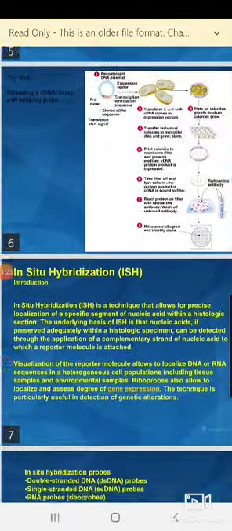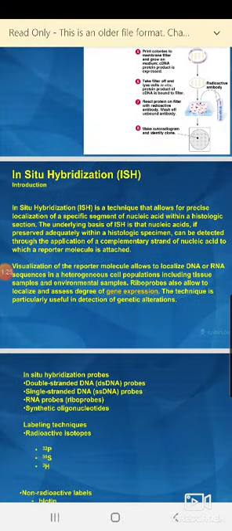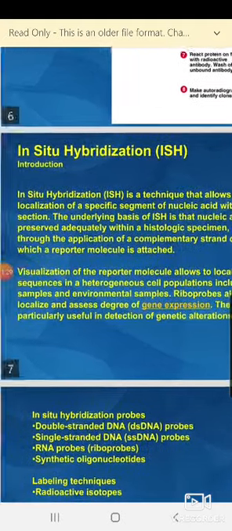Okay. Now, once you understand all these things, there are two more topics let us discuss very briefly. One is in situ hybridization.